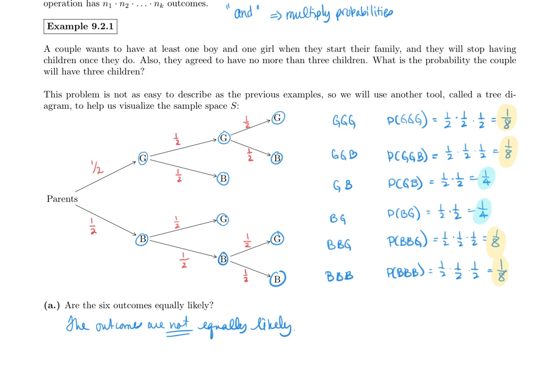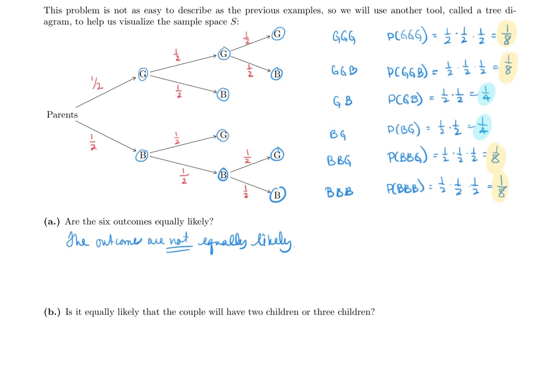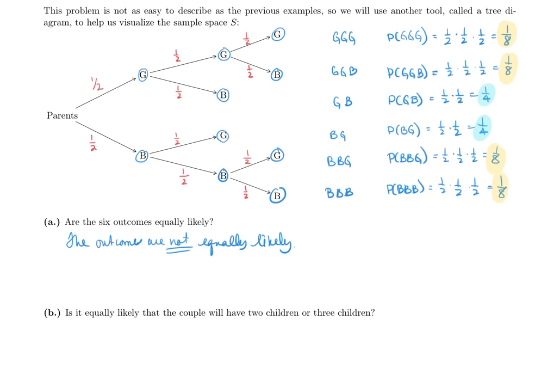Part B says, let's scroll up there. Is it equally likely that the couple will have 2 children or 3 children? Well, let's see if we can figure it out. The probability that they will have 2 children. Well, how many ways could they have 2 children?